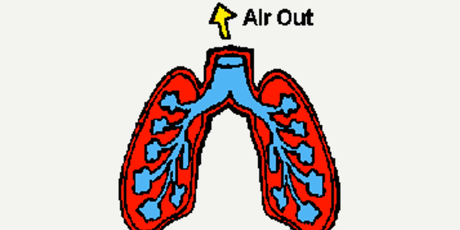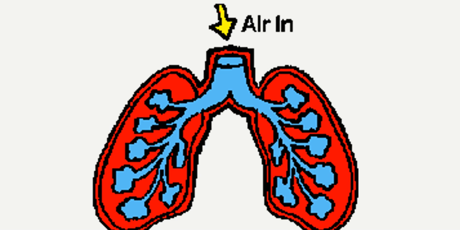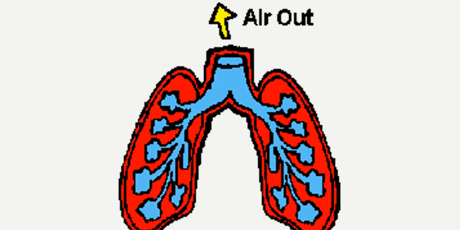So these work in a similar way as lungs. The lungs work in a similar way as the air compressor. So we can say that lungs are the natural air compressors. When the lung expands due to some of the muscular forces, the air rushes in. And when the lung contracts due to the muscular forces, the air rushes out.